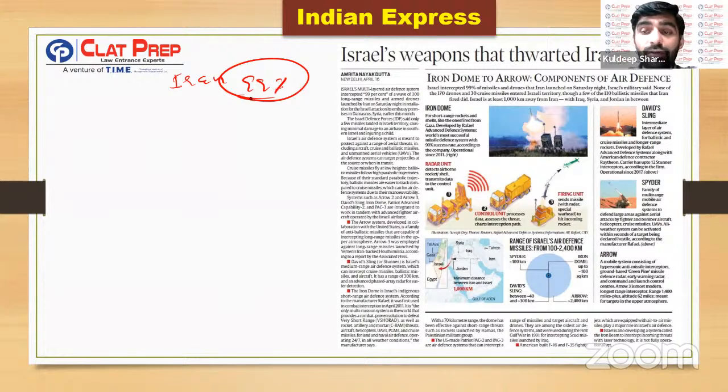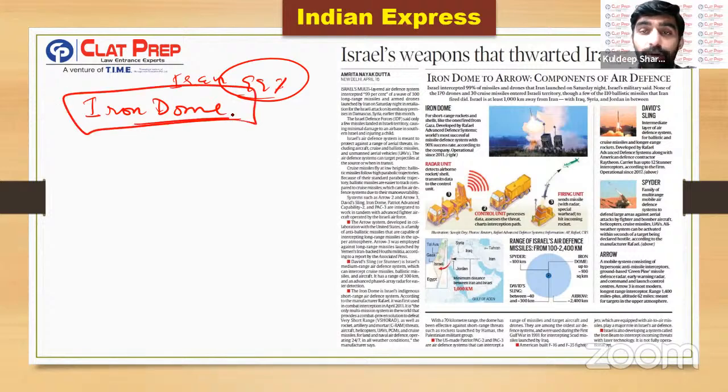What is the name of that air defense system? And this very system is known as Iron Dome. Iron Dome is actually the multi-layered air defense system of Israel. Okay, apart from this Iron Dome, there is another system known as Aero system.